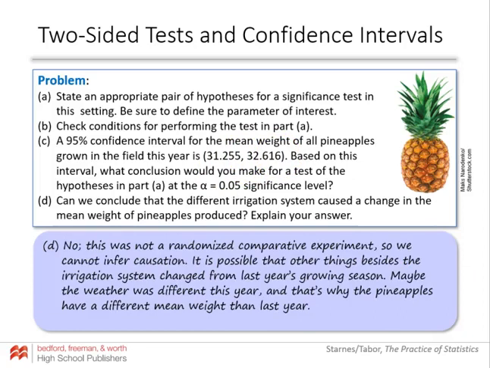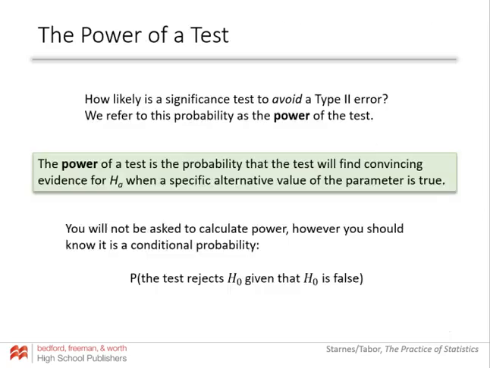And then the last question, just kind of a throwback to the very beginning of the year. Can we conclude that the irrigation system caused a change in the mean weight? And no, because we didn't do a randomized experiment. So we can say that there's a relationship there, but we can't say that one caused the other.